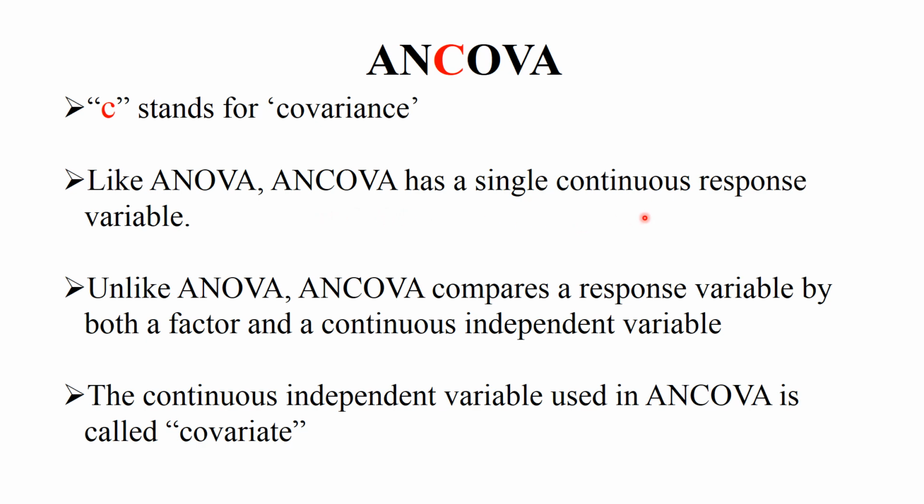ANCOVA has a single continuous response variable. So it's the same as ANOVA, in that it has a single continuous response variable. But unlike ANOVA, it has both a factor and a continuous independent variable. That is not present in ANOVA. The continuous independent variable used in ANCOVA is called a covariate.